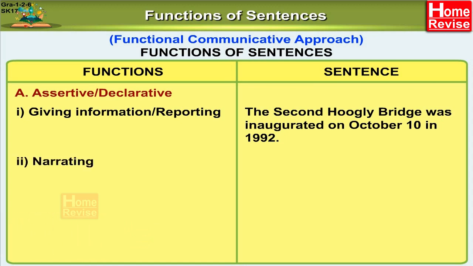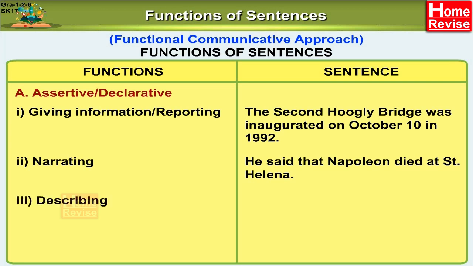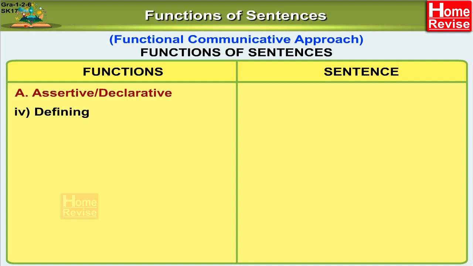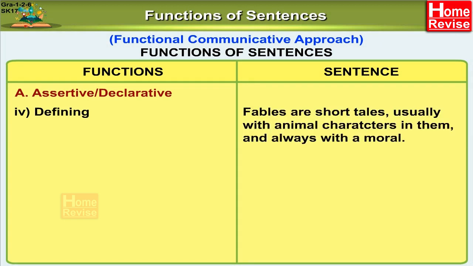Second, narrating. Sentence: He said that Napoleon died at St. Helena. Third, describing. Sentence: There are rows of trees on both sides of the road. Fourth, defining. Sentence: Fables are short tales, usually with animal characters in them and always with a moral.